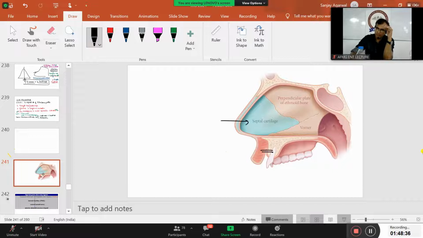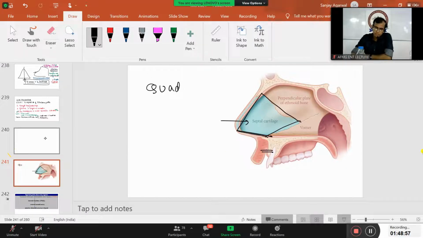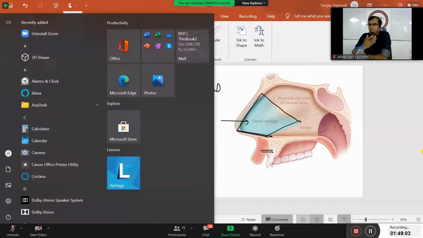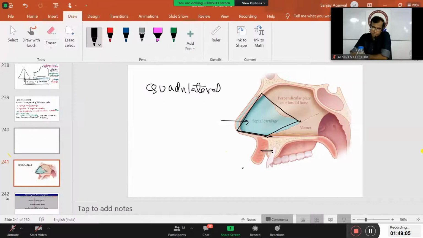Septal cartilage, one is they ask the shape, and you know the shape. How many sides does it have basically? Look and tell. One side is this, one side is this, one side is this, right? Roughly. That is why it is called quadrilateral cartilage. It is a quadrilateral in shape, or quadrilateral cartilage. That's one point.